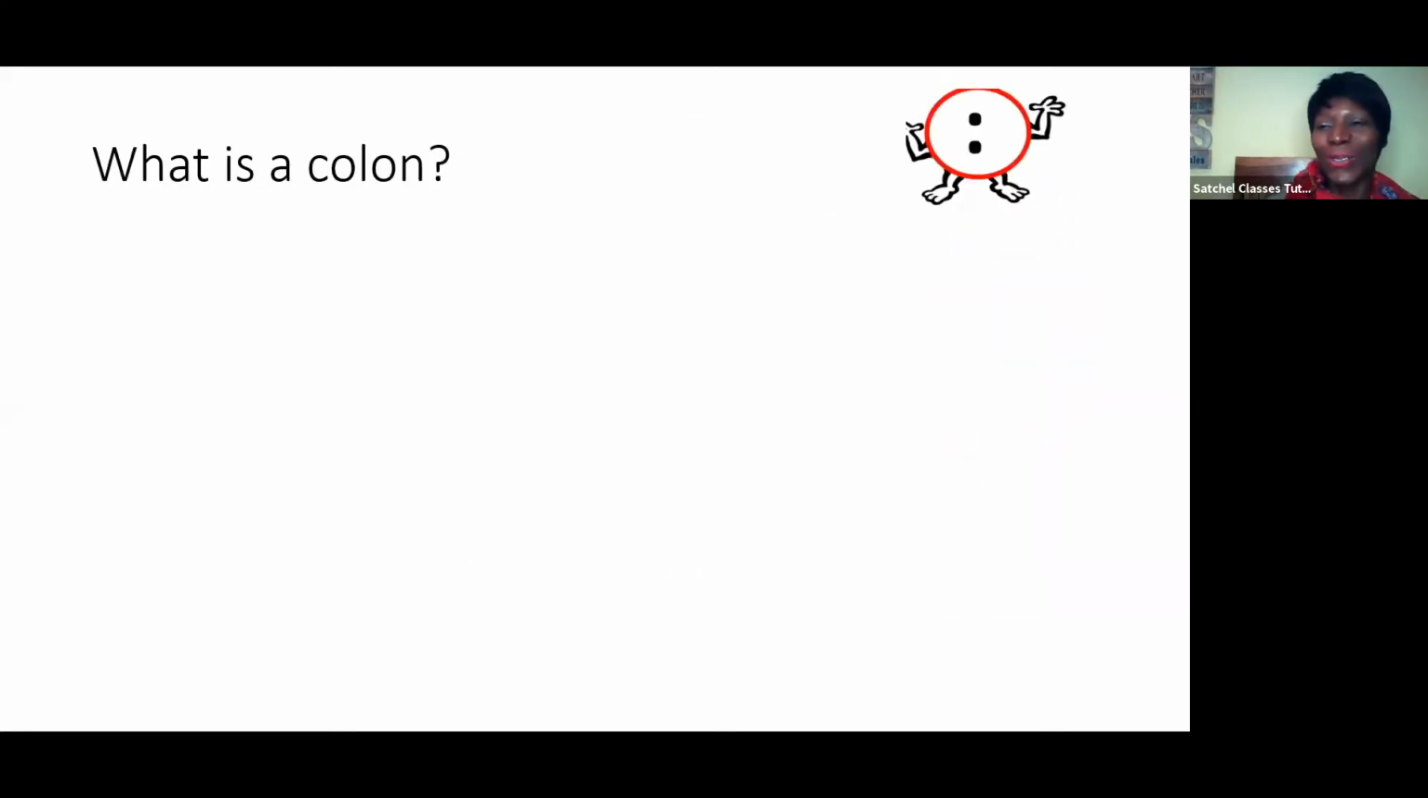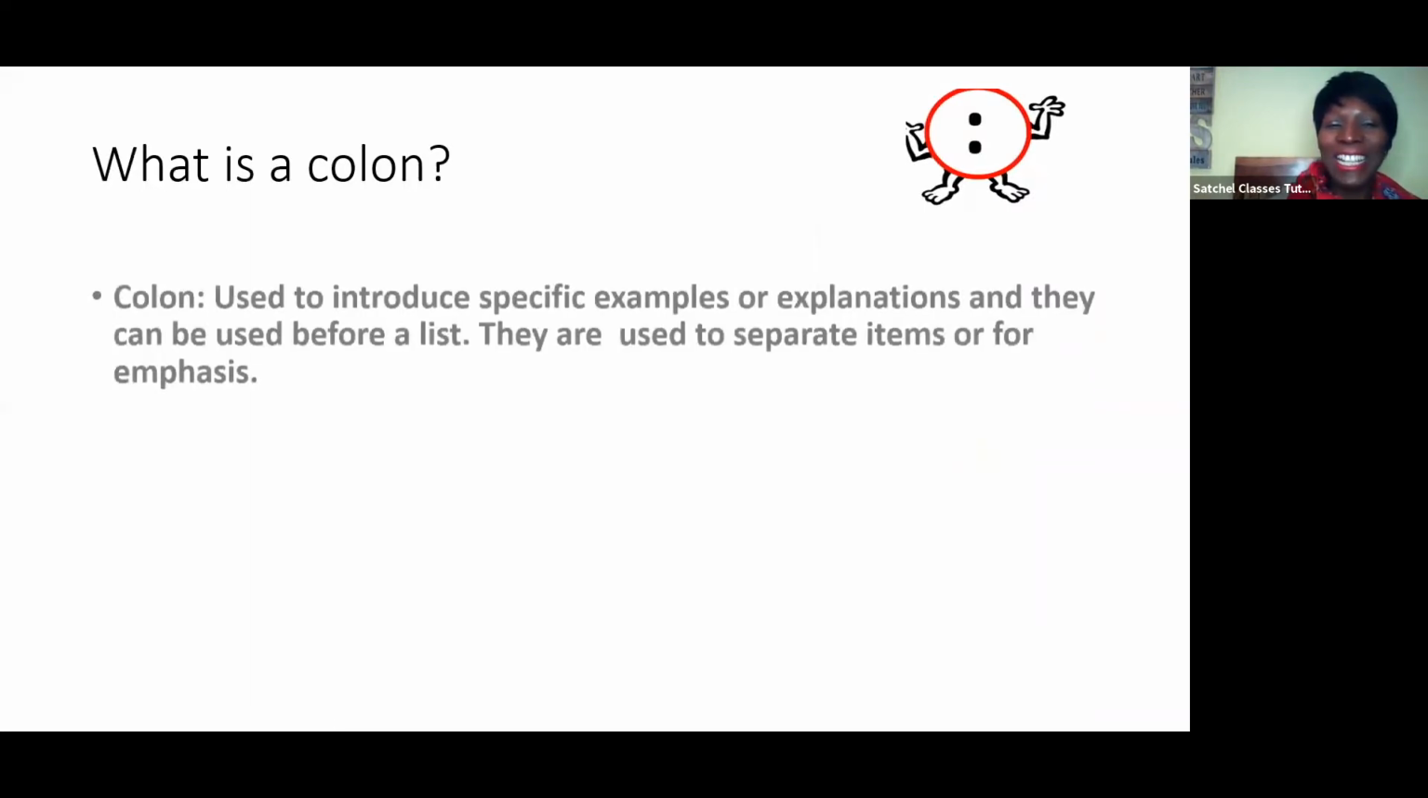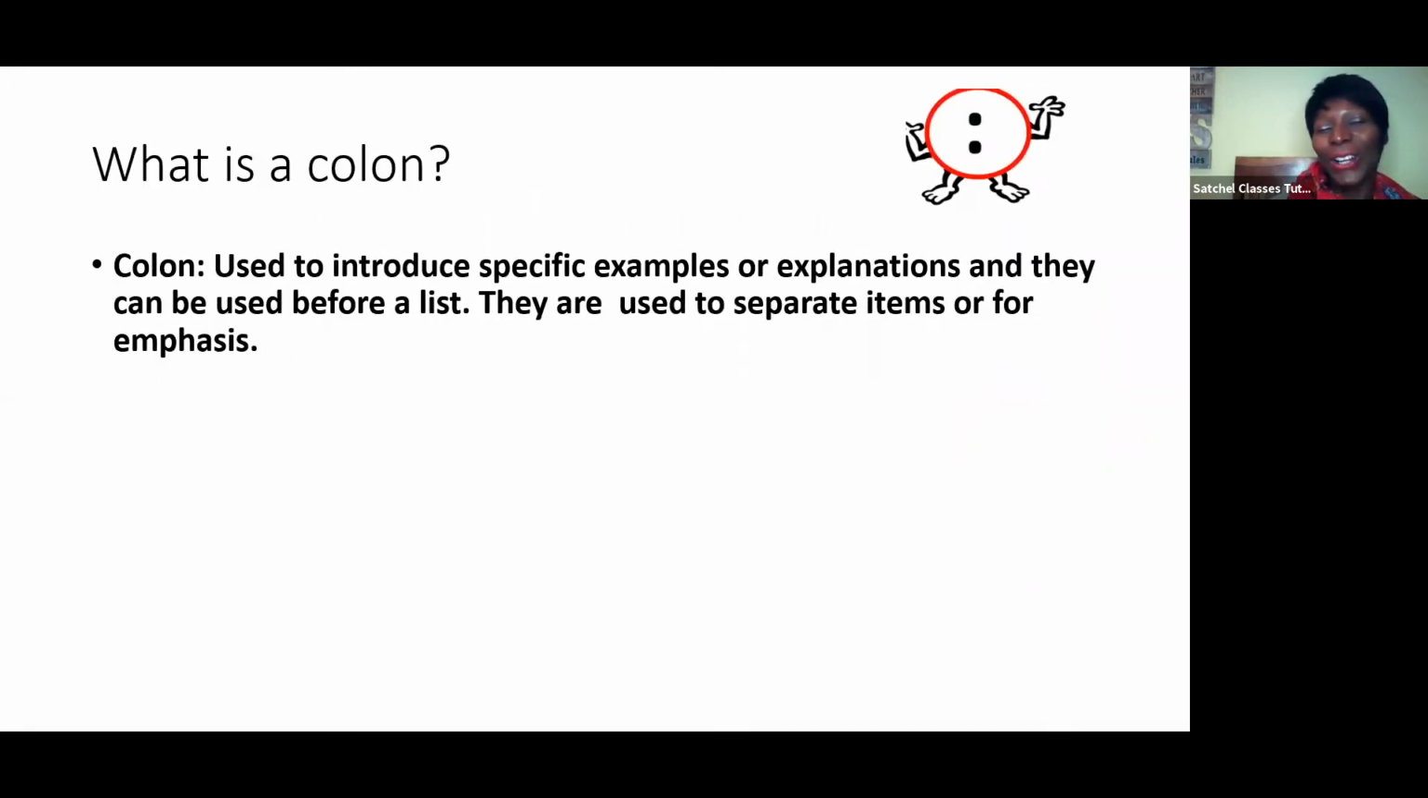Now, let's start with this punctuation mark, the colon. Now, what is a colon? A colon is used to introduce specific examples. So you'll see it in headings. But it's also used to introduce specific explanations. And so you will have a speaker or writer using a colon to emphasize something that is separate. But they also use it before a list, and they will separate items and add emphasis to your writing.